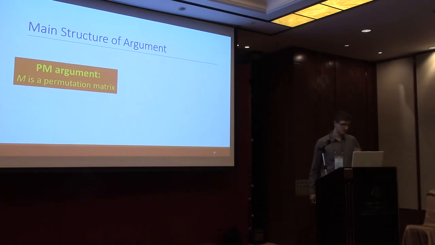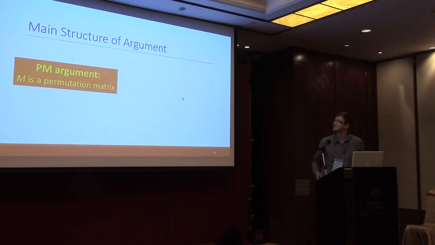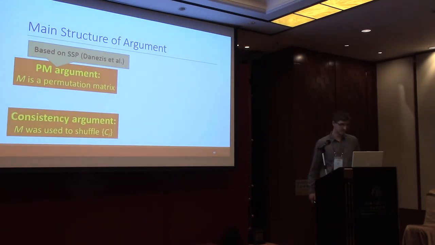So what does our shuffle argument look like? Essentially, we have three components. First, we have a permutation matrix argument. We commit to a permutation matrix, and this argument will show that the commitment actually contains a permutation matrix. This is based on square span programs, a result by Danezis et al. Then we have a consistency argument, which says that the permutation that we committed to was used to shuffle the ciphertexts. This is a result by Groth and Lu, or not quite their result, but it's based on their ideas.